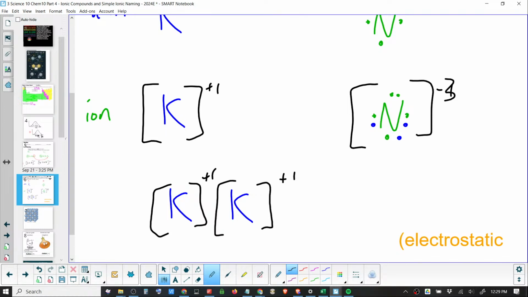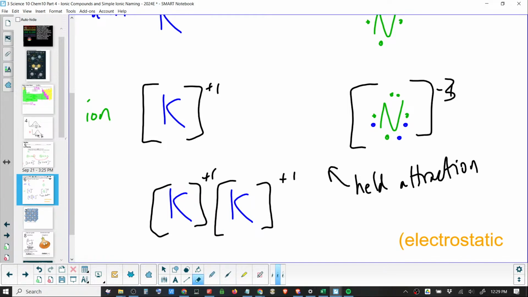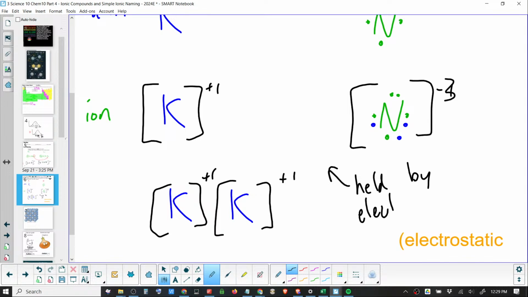Electrostatic attraction. Say that again louder. That was great. Electrostatic attraction. So, held together by electrostatic attraction. It's on the sheet. It's literally right there. How do you draw it?